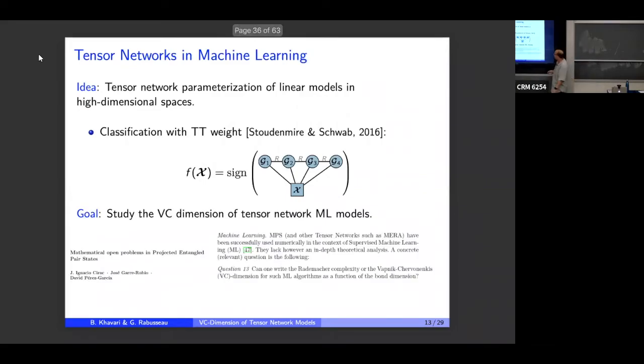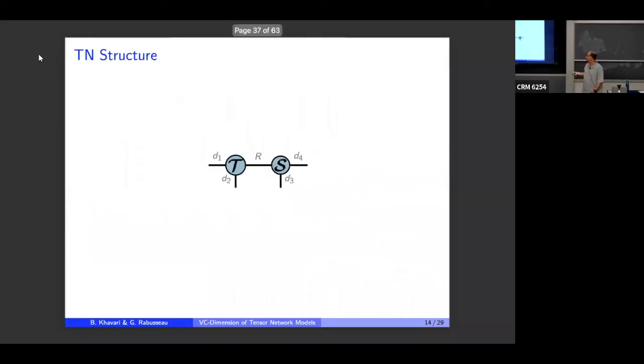And it's actually a question that was asked in a paper in 2019 by Cirac, Garre-Rubio and Pérez-García, who will be talking tomorrow about canonical forms for tensor networks. They were asking basically this question: if we look at the model that was introduced in this paper, or with other forms of tensor networks, can we relate the VC dimension of these models to the bond dimension, to these ranks here, to the number of parameters of my model? And this is basically what we did in this paper.